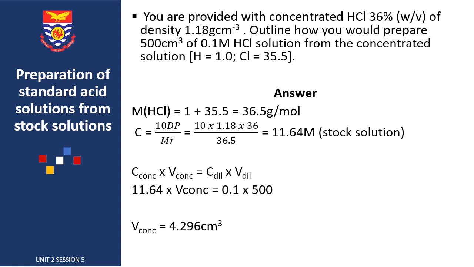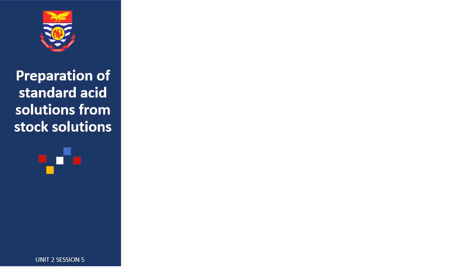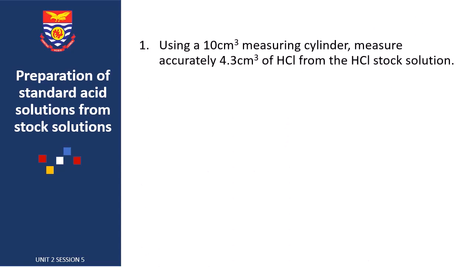So knowing this and having this information at hand, you proceed with what to do. And with what to do, first of all, you measure the volume that you have calculated. So here we are approximating it to 4.3 cubic centimeters, and you use an appropriate volume measuring instrument. Don't go and take an instrument that will measure 100 cubic centimeters or 1000 when you just want to measure just 4.3. That will introduce a lot of errors. So just pick a small instrument, which is the 10 cubic centimeters measuring cylinder.